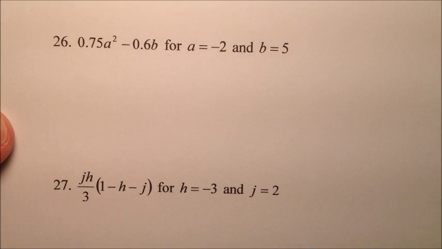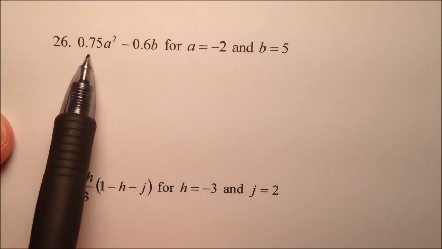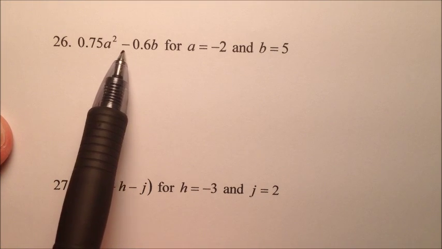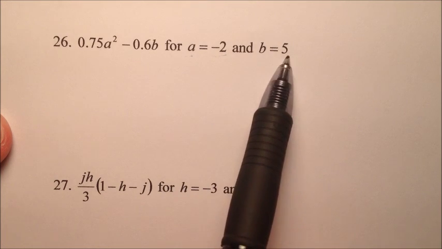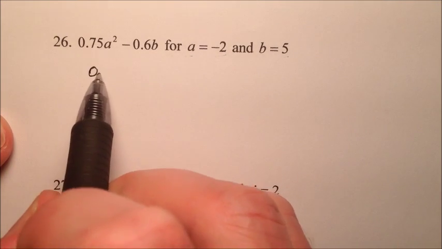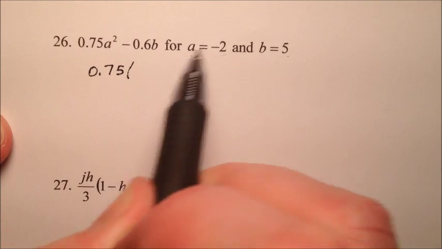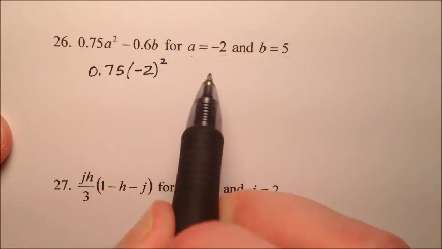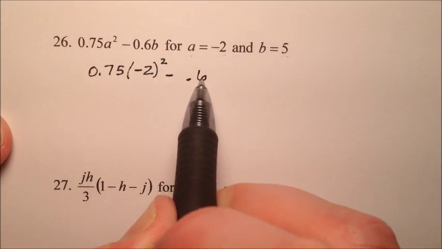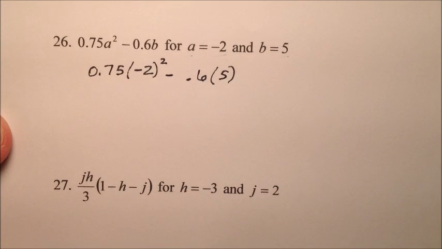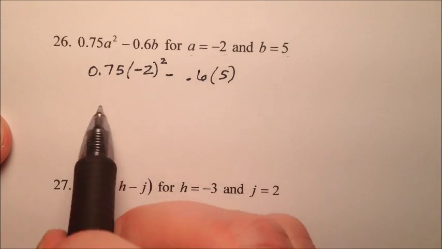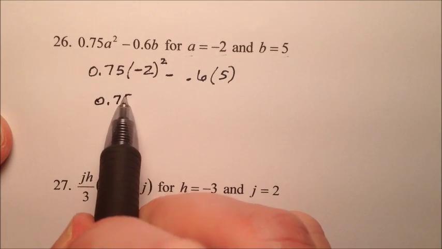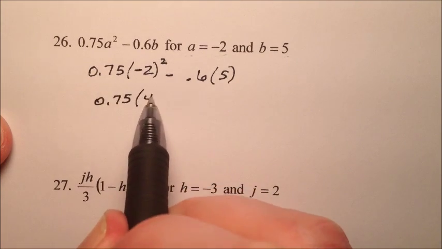Moving on, we have number 26, and it is 0.75a squared minus 0.6b. And my value for a is negative 2, and my value for b is 5. So it's 0.75 times negative 2 squared and minus 0.6 times 5. So we're going to work through here now. We're going to do the exponent. Negative 2 squared is actually going to be a positive 4 because the negative is also being squared.